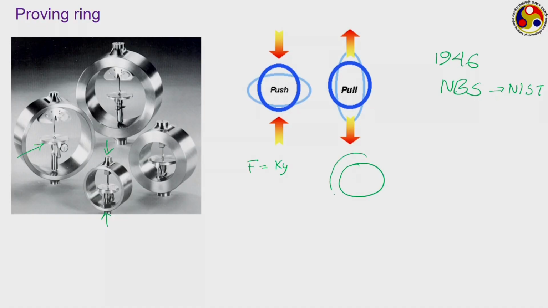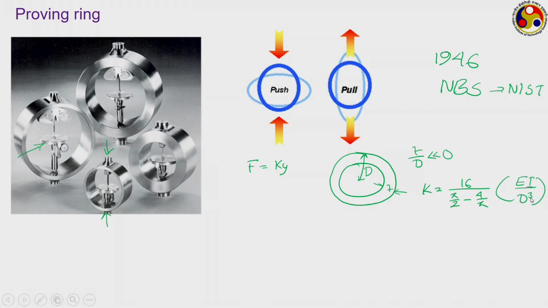When we are dealing with a ring of a shape like this, a ring having a diameter of d, let us say the thickness of the ring is t. If this thickness is extremely small compared to the value of d, then the expression for K is what is called the thin ring approximation, a very standard one: 16 upon (pi by 2 minus 4 upon pi) into EI by d cube, where E is the Young's modulus, I is the moment of inertia for the ring, and d is this outer diameter. Of course, the thickness, I repeat, has to be extremely small.